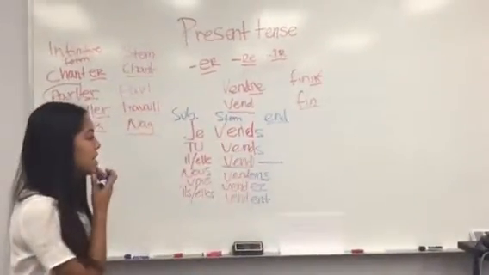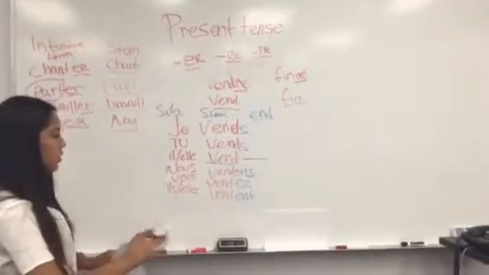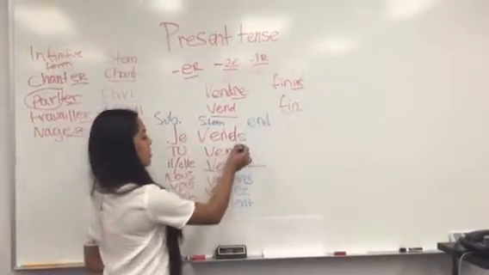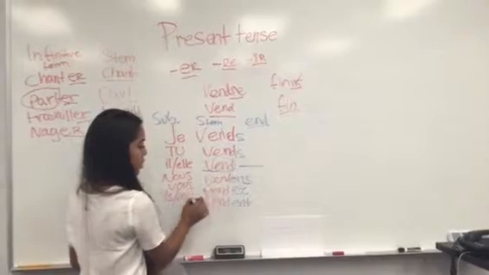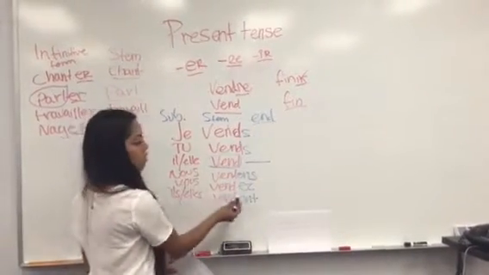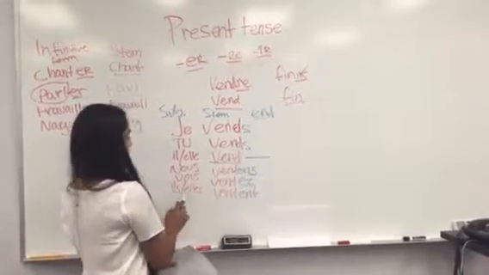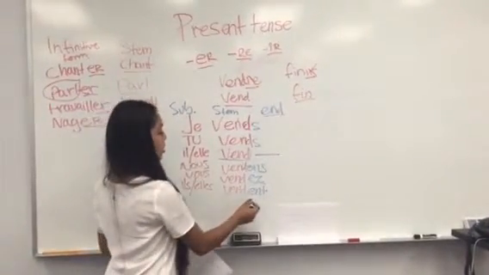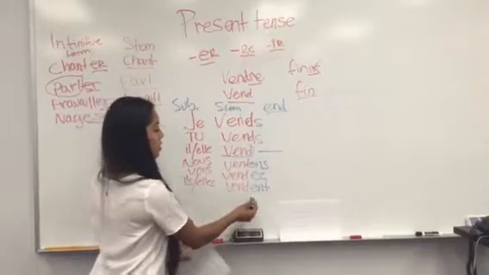So as you see, the stems never really change. The endings never really change for these three. For nous, it's always ONS, and for vous, it's always EZ when we're talking about the present tense, and for they, it's always ENT.